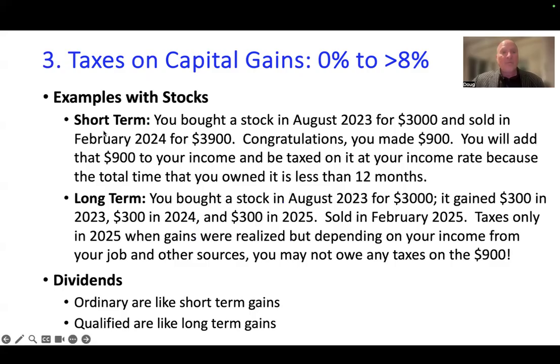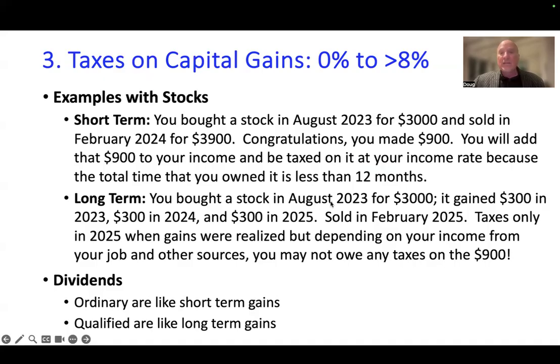So let's give an example. Let's say you bought a stock in August '23 for $3,000 and you sold it 6 months later, next year, but it's still only 6 months, less than 12 months of ownership. You sold it for $3,900. Hey, that's awesome. You made 900 bucks. You're going to add that $900 to your income, and the spreadsheet keeps track of this. There's actually a category in there where it says short-term gains. You would enter 900 in there, and you're going to be taxed on it at your income rate because you owned it less than 12 months.